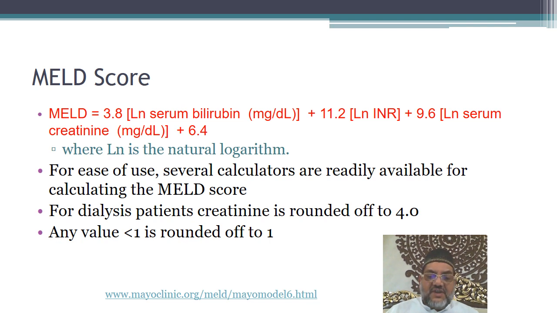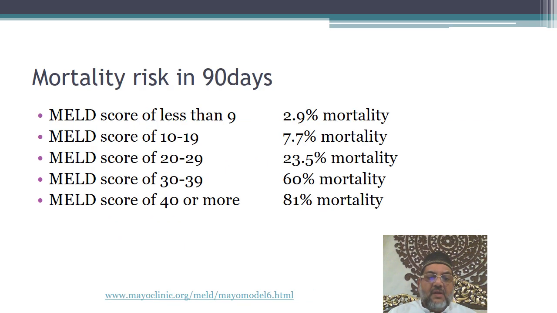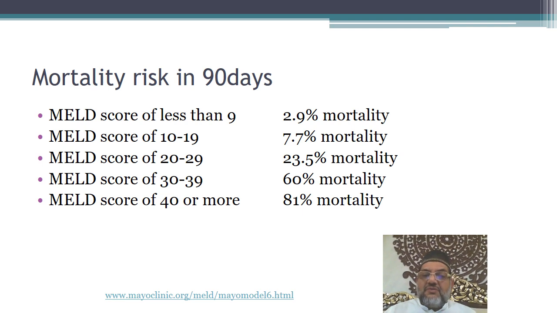and this score is easily available for calculation. For patients who are on dialysis, the creatinine is rounded off to 4, and any value less than 1 is also rounded off to 1. If the MELD score is less than 9, the patient has a good prognosis. If the patient has a MELD score of greater than 40, they are more prone to mortality. And this MELD score is used to prioritize those patients who need liver transplant.